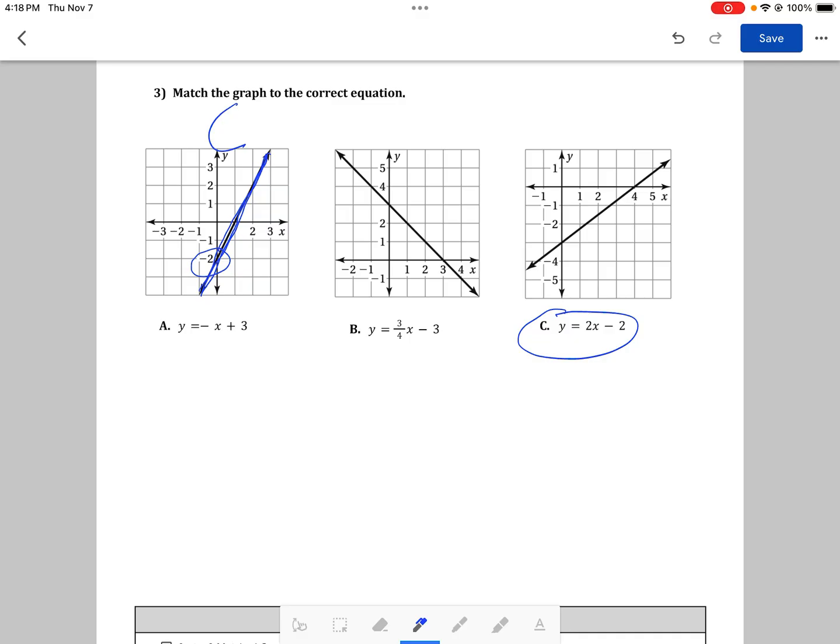My next graph, I see that it crosses the y-axis here at the point 0, 3. So I need to find an equation with a y-intercept of 3. A has a y-intercept of +3, so I know that this second graph has to match equation A. And then finally, what I'm left with, this last graph has a y-intercept where this line crosses the y-axis at -3. And my equation that's left that has a y-intercept of -3 is B.